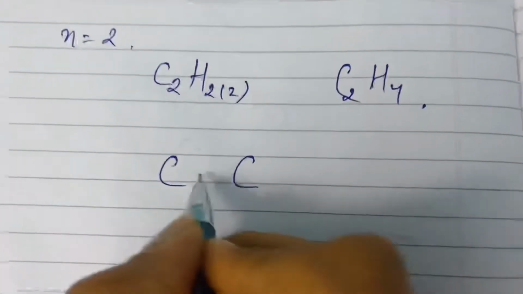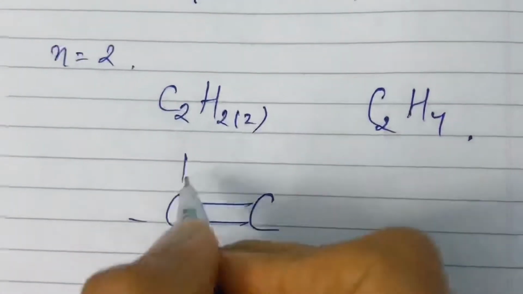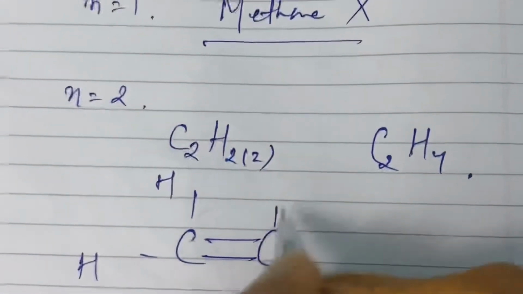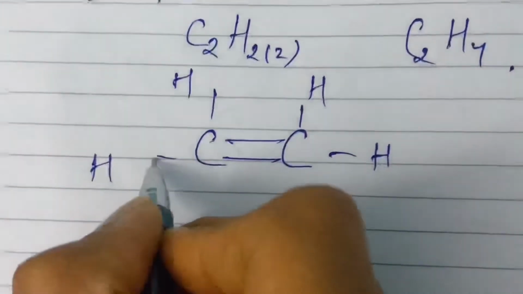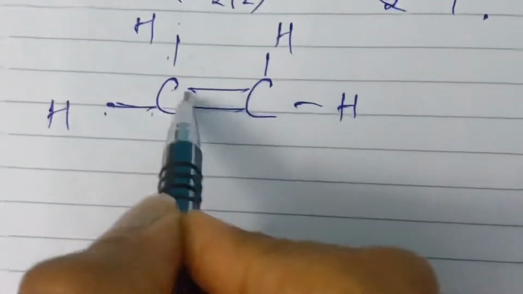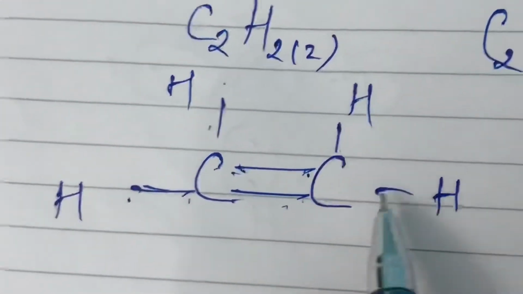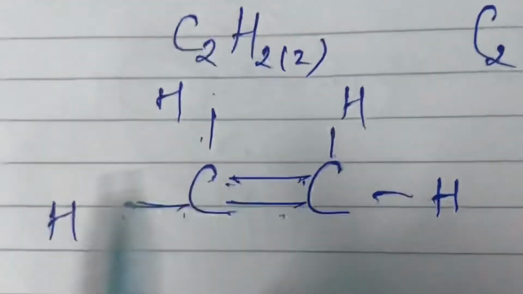C2H4. I can put the double bond over here and these hydrogens. Let me check one more time that I have made it properly or not. 1, 2, 3, 4, 5, 6, 7, 8. Okay, carbon valency complete. 1, 2, 3, 4, 5, 6, 7, 8. This valency is also complete. Let's start making its dot structure.